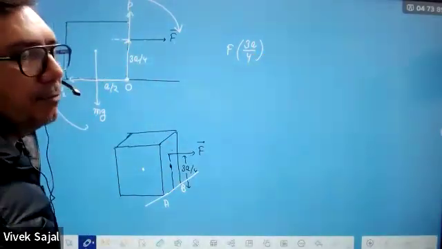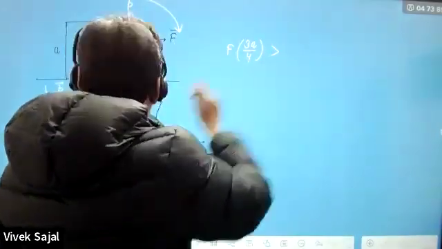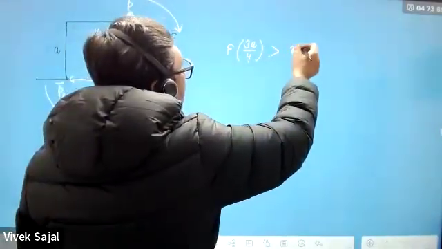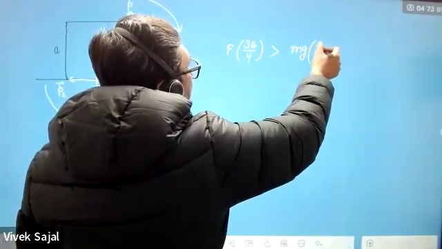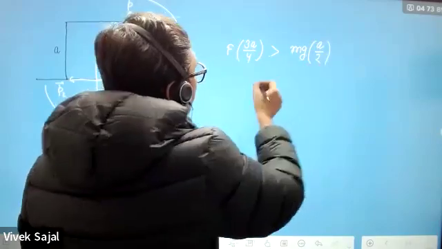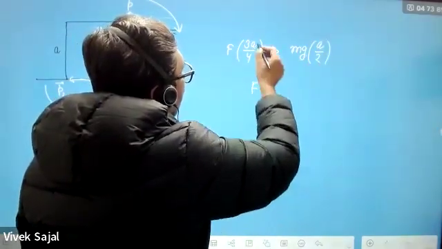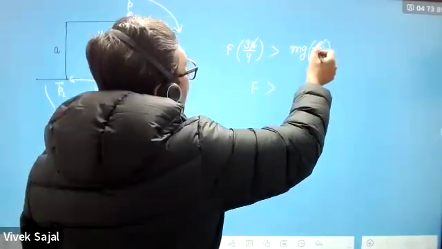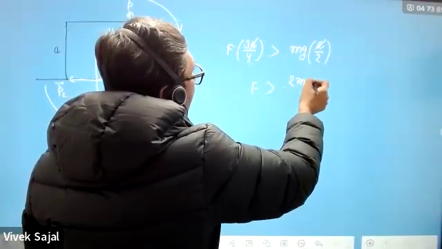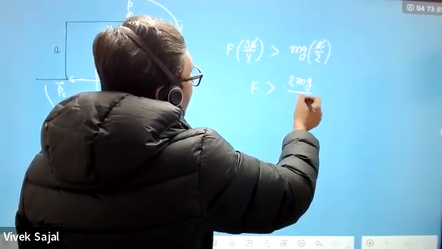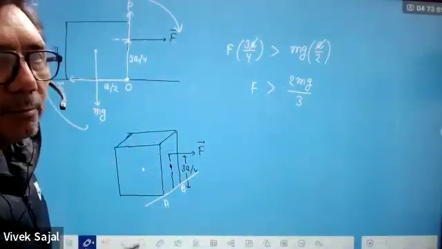F into 3a by 4 should be greater than the torque created by mg, and that is a by 2. So F should be greater than, a will cancel out from both sides, so this will be 2mg upon 3. So this should be the minimum force. 2mg by 3 is the minimum force.